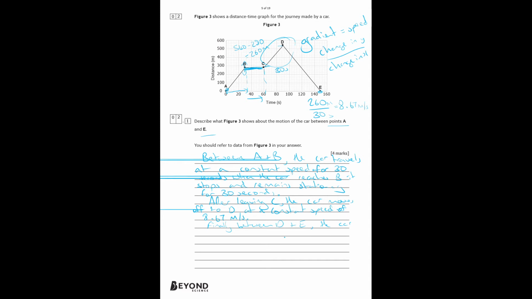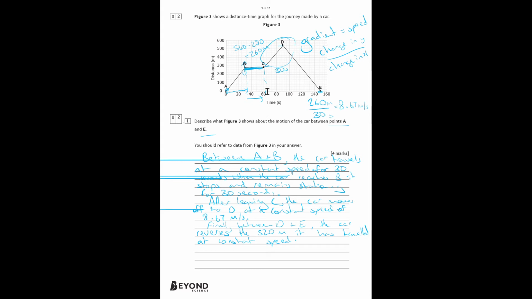So finally between D and E, the car reverses. And how far does it reverse? It reverses the 520 meters it has travelled. Again, it's a straight line, so the important thing to say there is at constant speed. As I said, I wasn't too happy with that graph, so let's compare this with the mark scheme. So for question 2, this is what we're wanting.